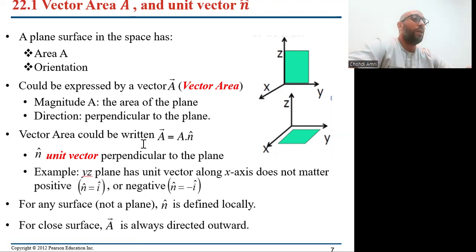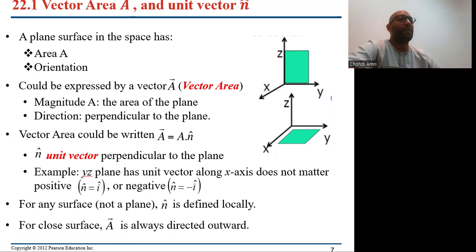A vector area can be written as the following: vector A equals the magnitude, that means the area of the plane, multiplied by a vector n. This vector n is a unit vector perpendicular to the surface and it's called the normal vector. For any surface, n is defined locally at a specific point. For a closed surface, A is always directed outward. Okay? So let me summarize here.